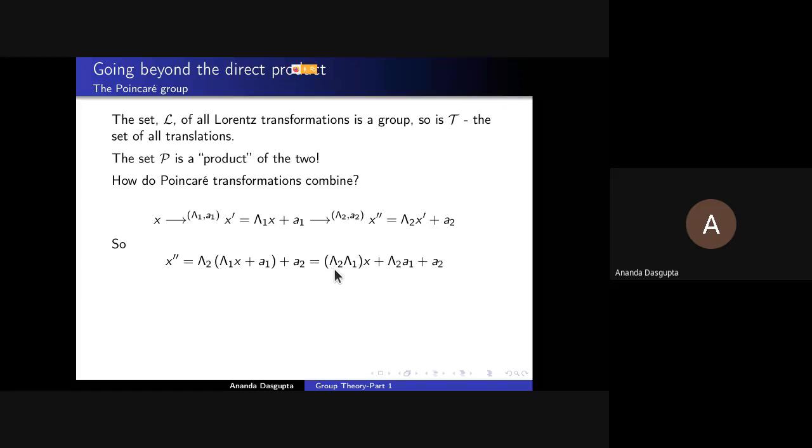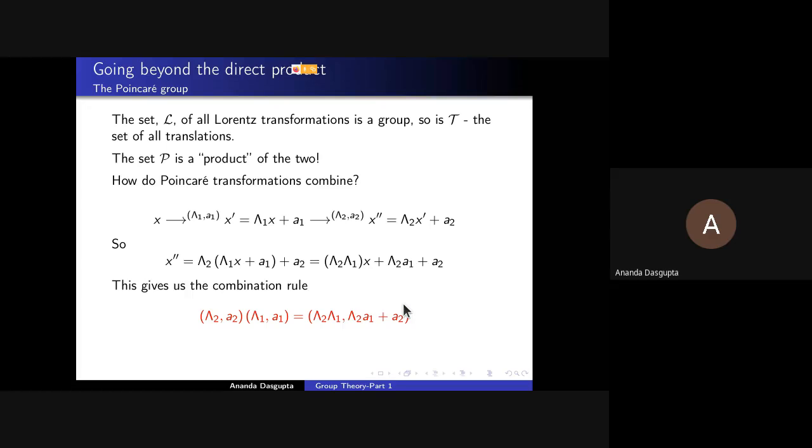Notice, this is easy to see. This is a product of two Lorentz transformations. It's actually a Lorentz transformation. This, on the other hand, is a constant vector which you add afterwards. That's the translation. So the combination rule is: lambda 2 comma a2 times lambda 1 comma a1 is lambda 2 lambda 1 comma lambda 2 a1 plus a2.